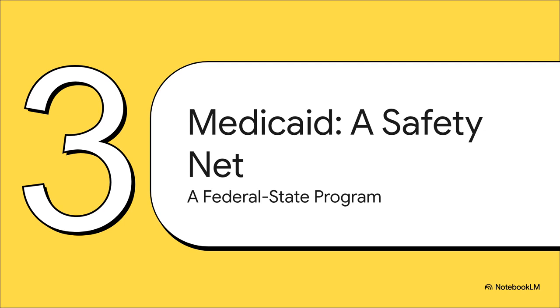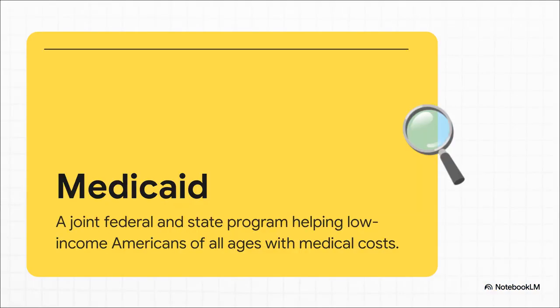Now let's totally switch gears and talk about Medicaid. Its whole purpose is different. It's really built to be a vital safety net for people. And here's another huge difference in how they're set up. Medicare is a federal program, right? The same rules apply everywhere. But Medicaid, it's actually a joint program between the federal government and each individual state. And that partnership really changes how it all works.